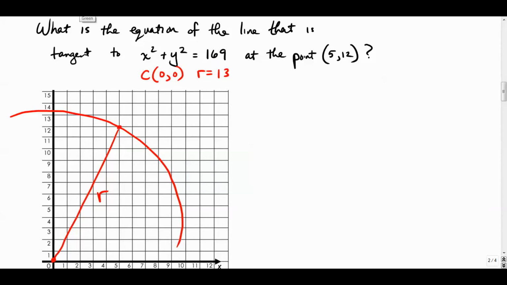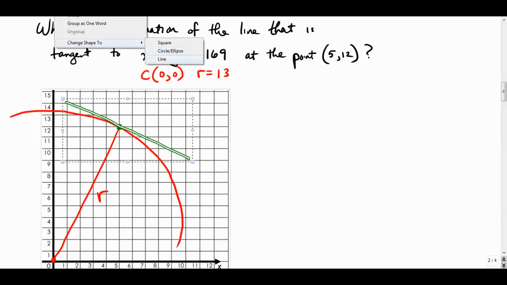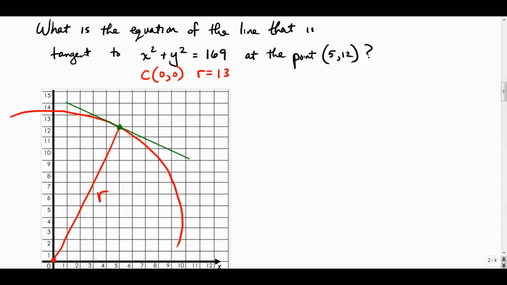So the line that's tangent to that circle touches at that exact point and only connects at that point. Now, that's not a very good job drawing that, so I might see if I can't move it a little bit. That's probably better. Let's see if I can't straighten it out too. Sometimes this works, sometimes it doesn't. That looks pretty good. And that has arrows on it, right? That's a line, that's a tangent at 5, 12. And our job is to figure out the equation of that green line.